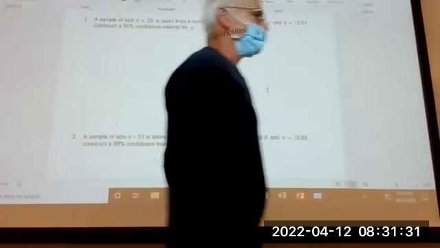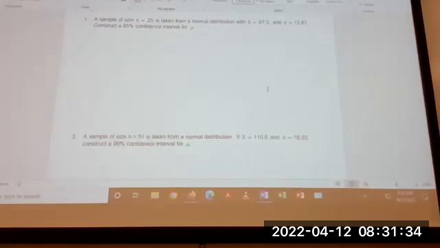How should the answer look? Your final answer should look like something less than mu, less than something, right? It should look like an inequality with the mu in the middle.